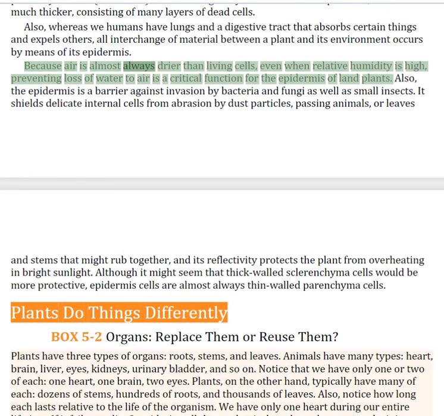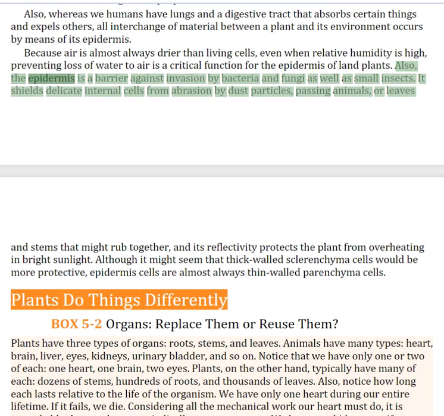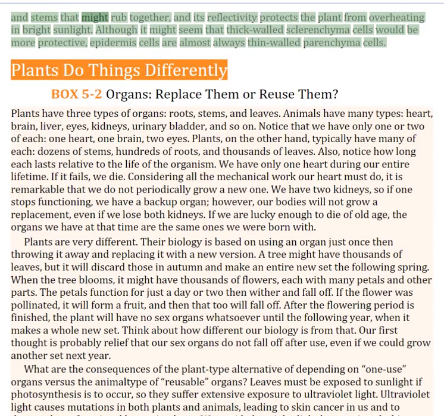Because air is almost always drier than living cells, even when relative humidity is high, preventing loss of water to air is a critical function for the epidermis of land plants. Also, the epidermis is a barrier against invasion by bacteria and fungi as well as small insects. It shields delicate internal cells from abrasion by dust particles, passing animals, or leaves and stems that might rub together, and its reflectivity protects the plant from overheating in bright sunlight. Although it might seem that thick-walled sclerenchyma cells would be more protective, epidermis cells are almost always thin-walled parenchyma cells.